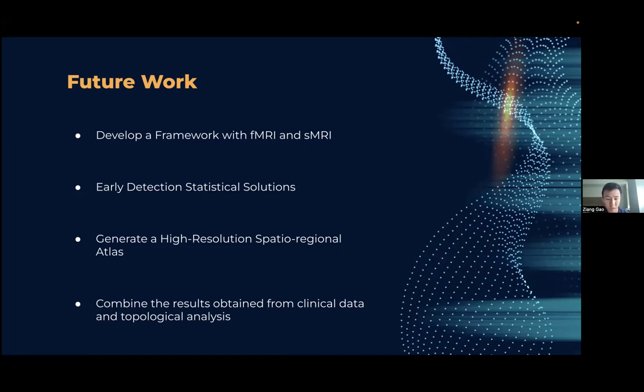Our third step is to generate a high-resolution spatial regional brain atlas combining both structural and functional data. Our last step, which is also in progress right now, is to combine clinical data with topological analysis using consensus clustering to get a more comprehensive result based on our data.